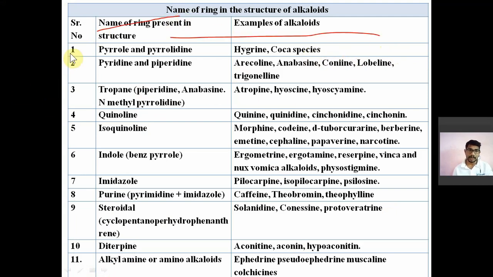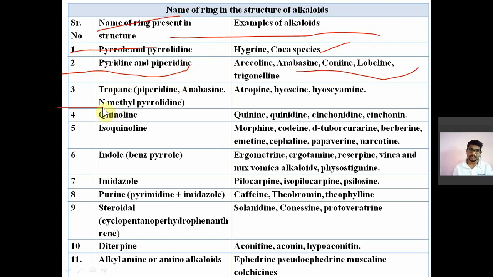So first one is pyrrole and pyrrolidine. Pyrrole and pyrrolidine type of ring are present in your hygrine type of alkaloid and coca species. Then pyridine and piperidine type of rings are present in alkaloids like arecoline, anabasine, coniine, lobeline and trigonelline. So these are the examples of alkaloids which consist of pyridine and piperidine ring.